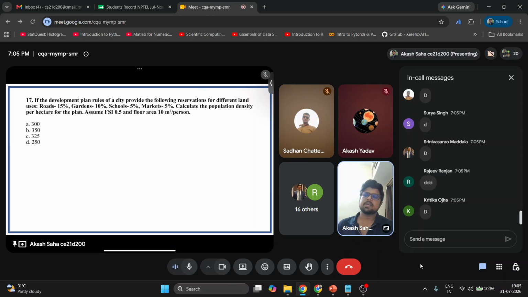Another small numerical. If the development plan rules of a city provide the following reservations for different land uses, that is road 15%, garden 10%, schools 5%, market 5%, calculate the population density per hectare for the plan, use FSI of 0.5 and floor area 10 meter square per person. So you have to find out the population density per hectare.